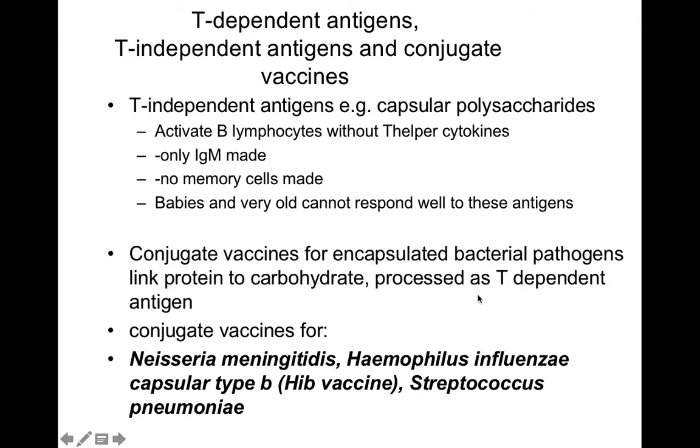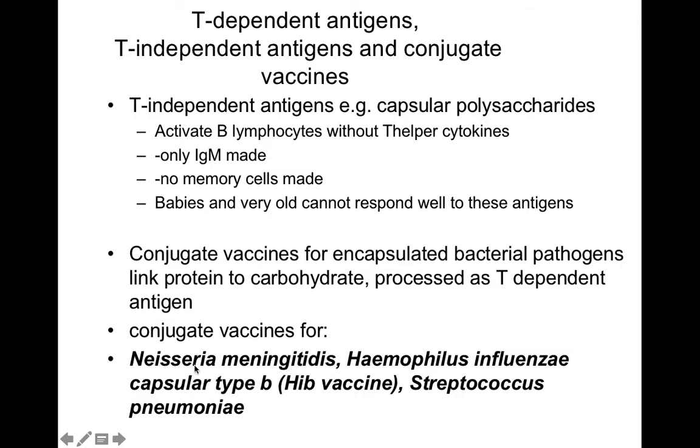Now T helpers are recruited. You've turned your capsular polysaccharide into a T-dependent antigen, right? And you guys, this is so fantastic. This has saved so many lives. So now we have conjugate vaccines for you young folks for bacterial meningitis.